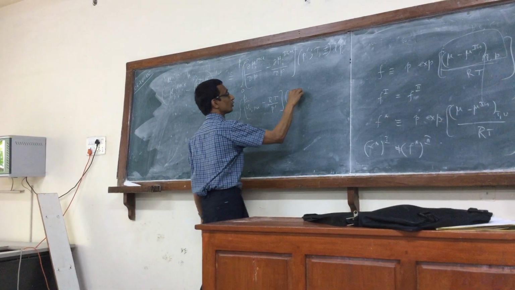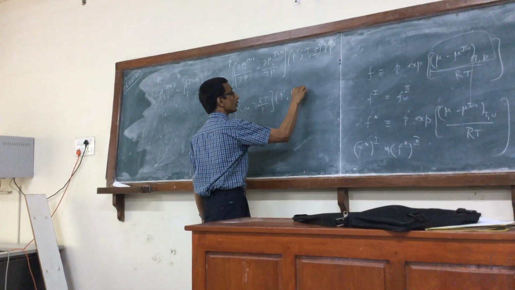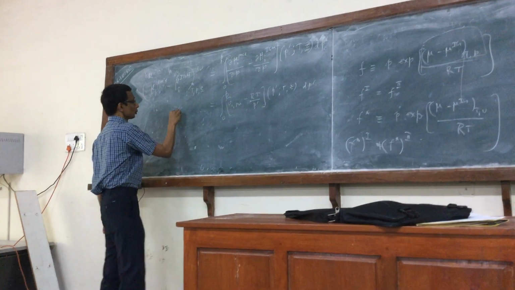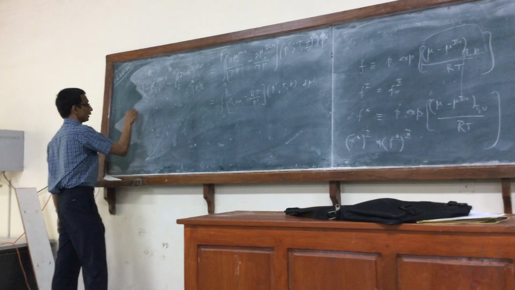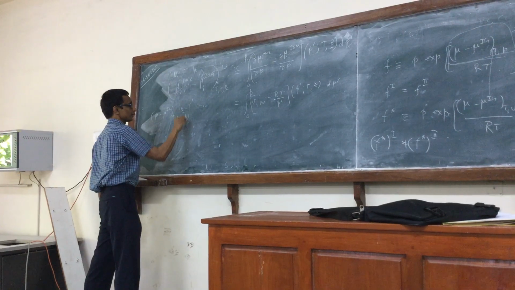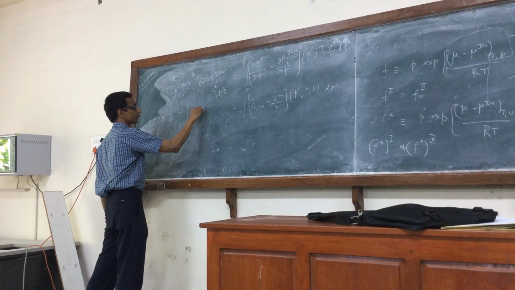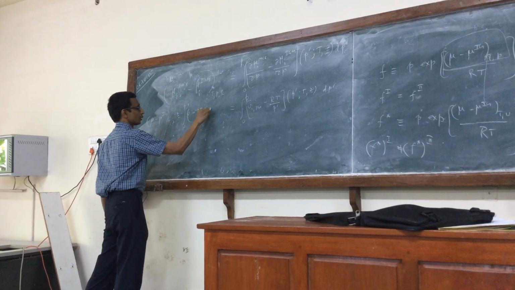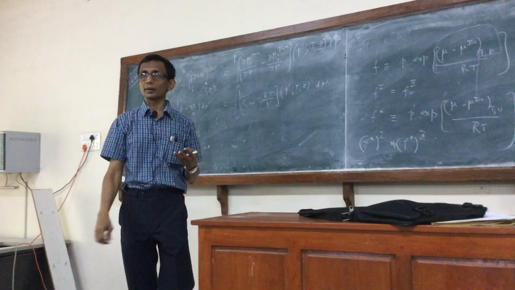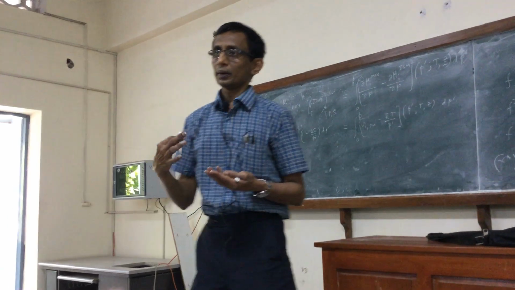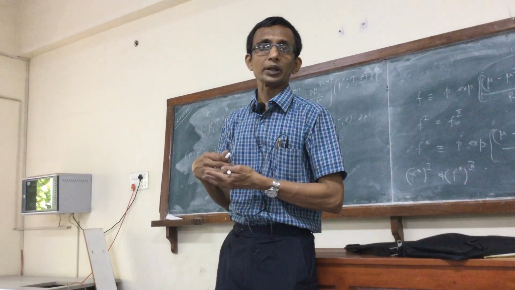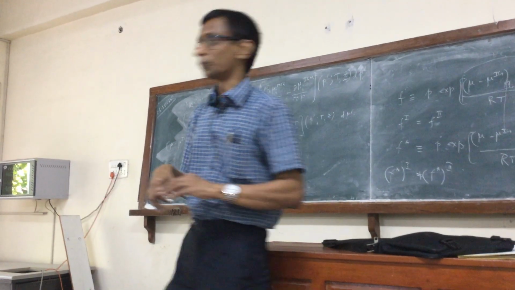As a function of p prime. So now if you compare it with mu minus mu I at T, p, you will see that this can be expressed as v minus RT by p, whereas this is the partial molar volume. So again, there's an analogy in that the specific volume is replaced now by the partial molar volume.